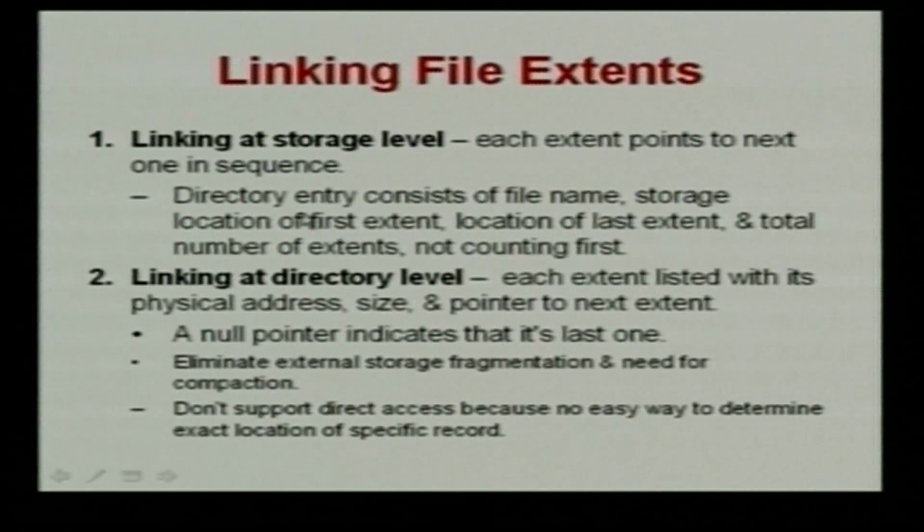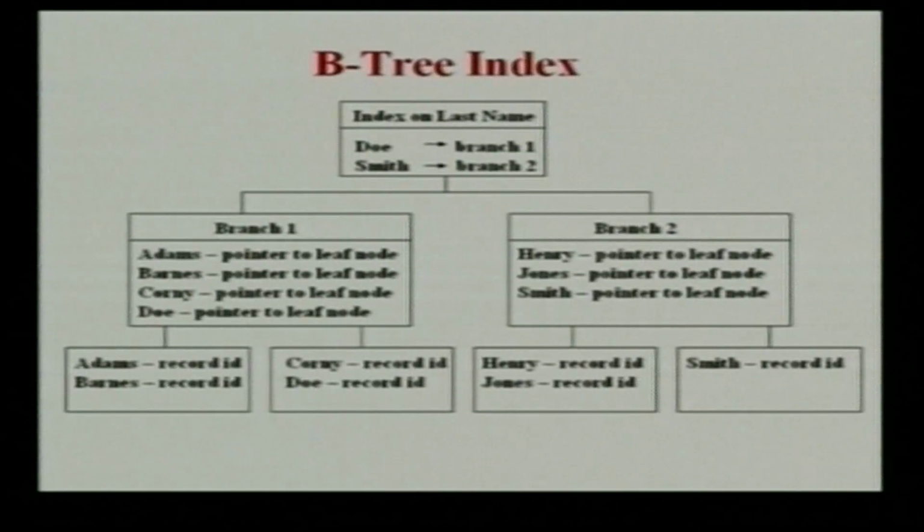So the directory entry will contain the file name, the storage of the first element and the location of the last extent, and so on. Linking at the directory level can also be done. Here, inside the directory, you form the links. So another very important index structure is the B-tree index.